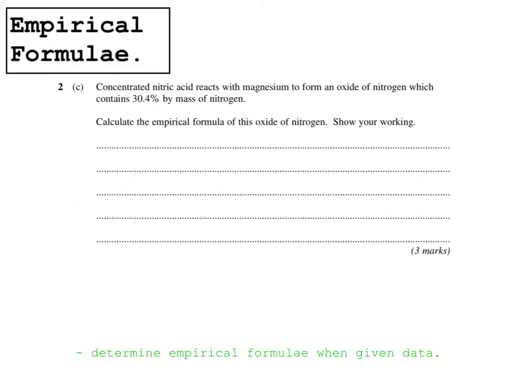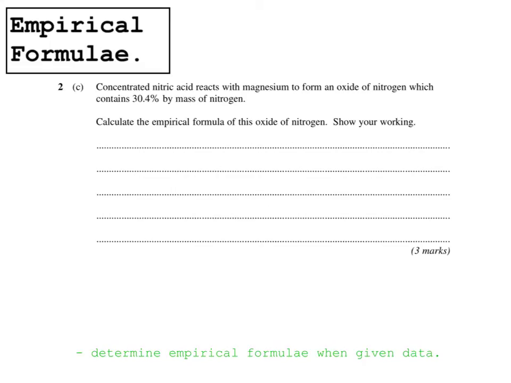So let's look at an example. So here we've got a question where it's asking us to work out the empirical formula of an oxide of nitrogen based on the results here. Now it may seem like we've only got one result and one percentage, but actually we've got to work out the other percentage by what they've told you, so we'll get to that.